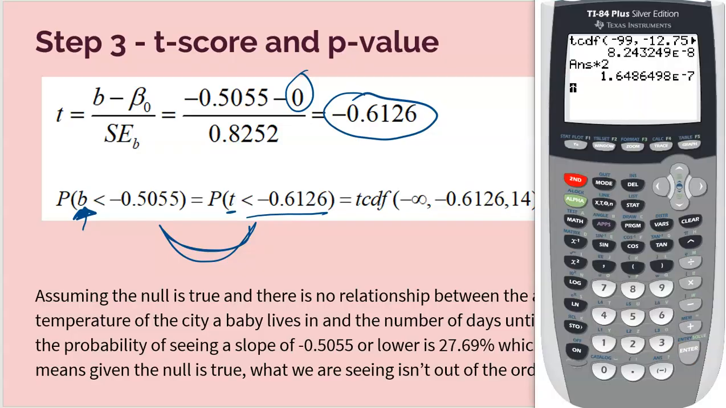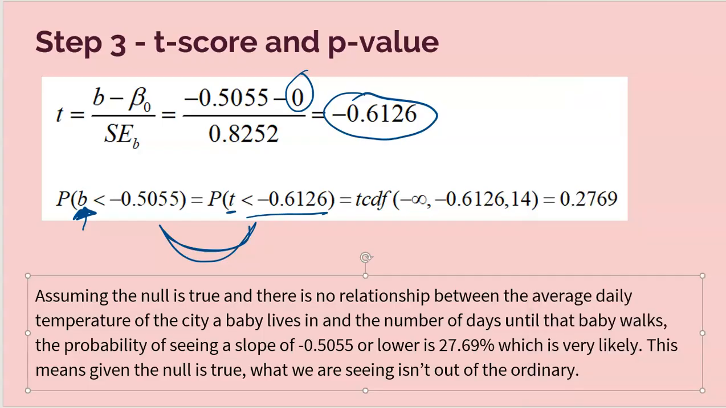So second vars. Number 6 is our tcdf. So we're going to start at negative 99. We're going to go up to our t-score of negative 0.6126. And 16 babies minus 2 is 14 degrees of freedom. And that's how I got 0.2749 or 0.2750, depending how you round. Actually, I see I wrote 0.2769. It could just be a typo by me there. But again, in the right neighborhood.